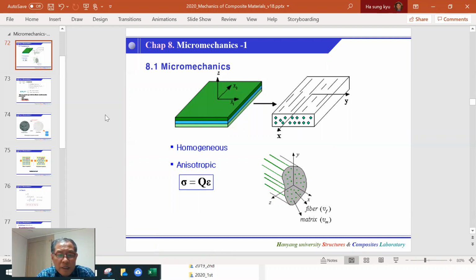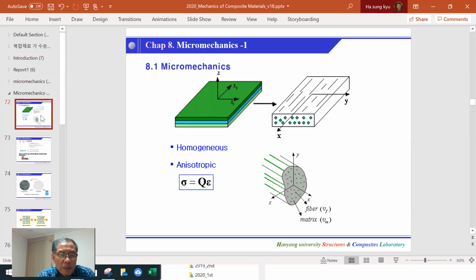Okay, I will cover micromechanics as a continuation of the subject we have covered so far. So this is micromechanics. Again, micromechanics has two purposes: homogenization and the anisotropic stress-strain relations. This is the one ply.